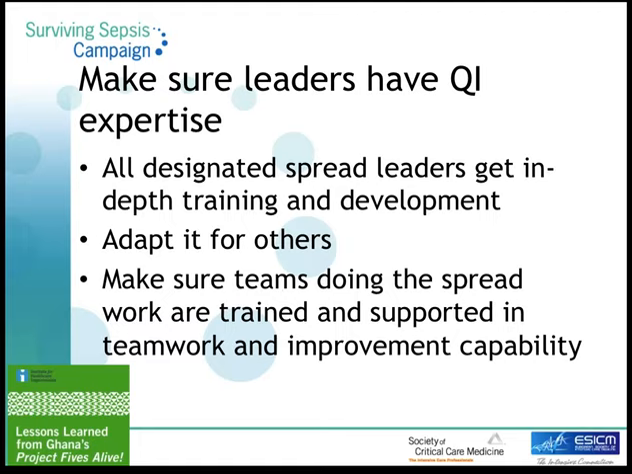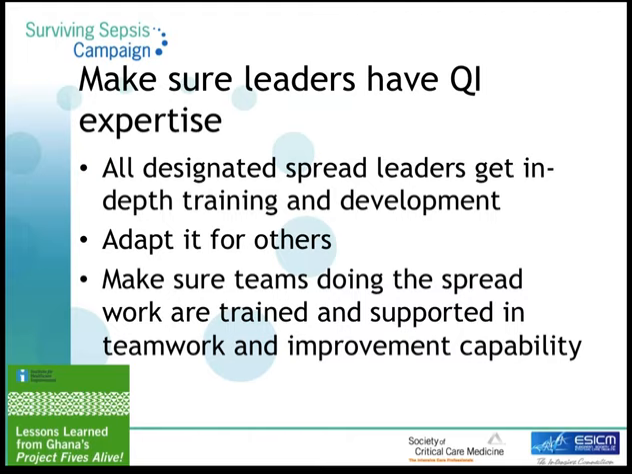And then you've got to make sure that the leaders around you who are supporting your strategic effort for spread have adequate improvement expertise. So all of those designated spread leaders I just mentioned need in-depth quality improvement training and development as coaches of improvement. So it's not enough that they attend a 1-hour seminar. They really need some in-depth QI knowledge. And part of your responsibility as a leader is to make sure that that happens. And then this needs to be adapted for others that need access to improvement methodology and improvement know-how.